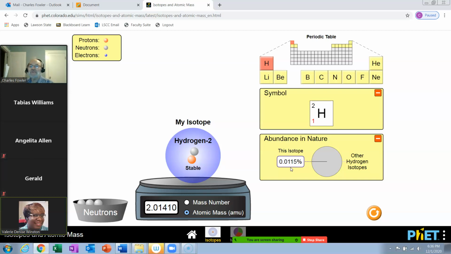0.0115%. That's pretty small, wouldn't you say? Okay. Ready for hydrogen 3. Gonna take another neutron here and put it in the nucleus.